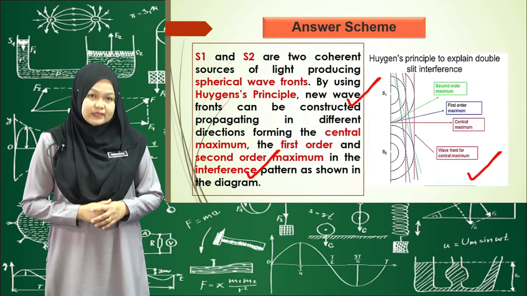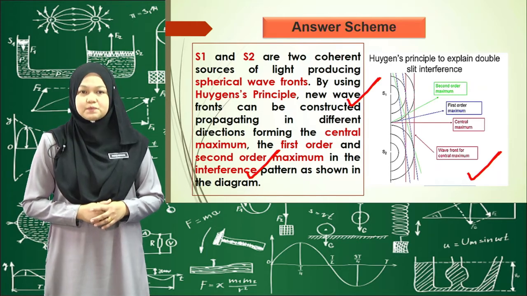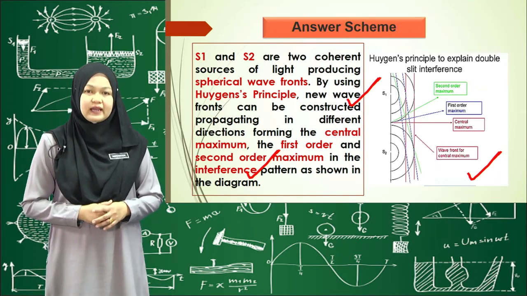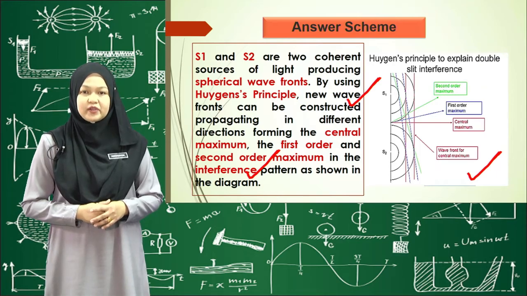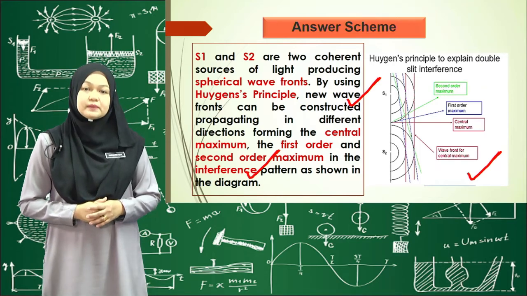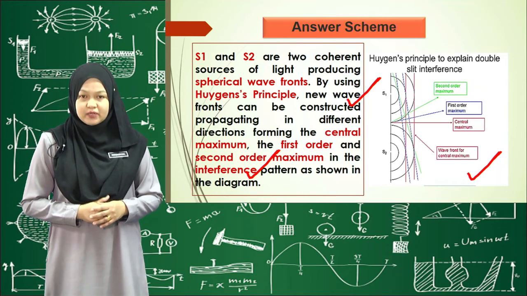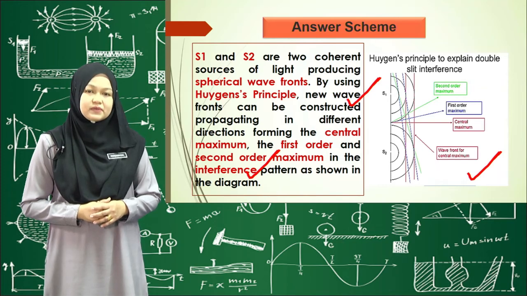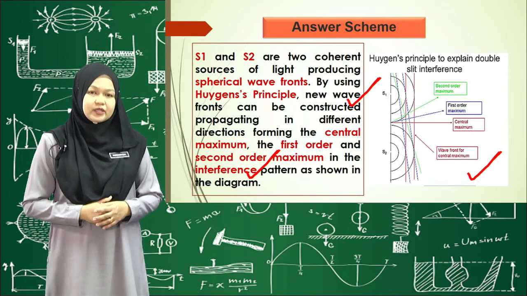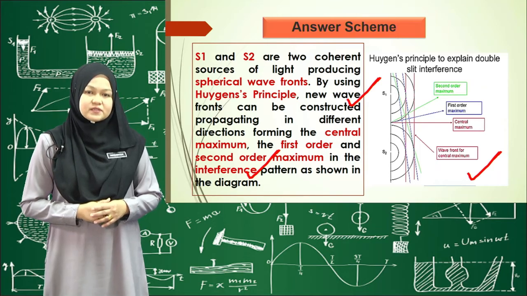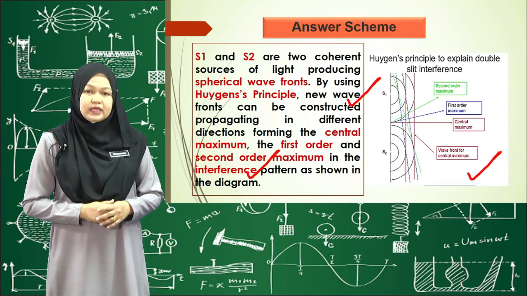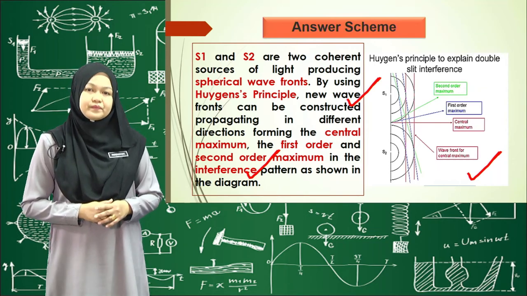Okay. From the figure, we can see how Huygens principle explains the double slit interference pattern. S1 and S2 are 2 coherent sources of light producing spherical wavefronts. By using Huygens principle, new wavefronts can be constructed propagating in different directions, forming the central maximum, the first order and second order maximum in the interference pattern as shown in the diagram. And for this sentence, it will give you 2 marks.